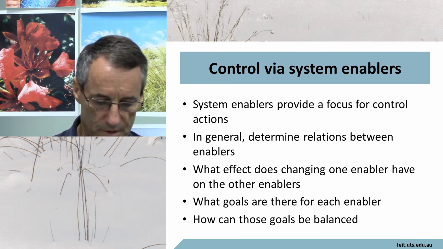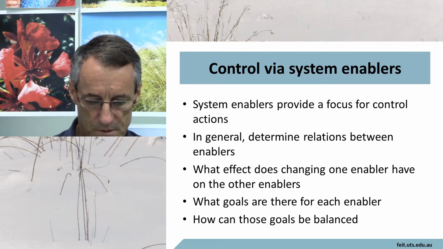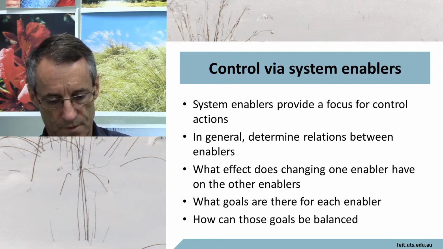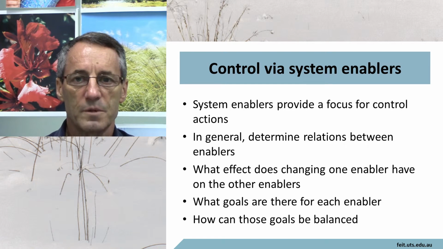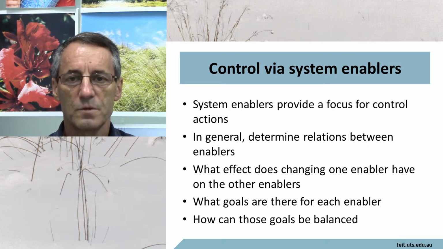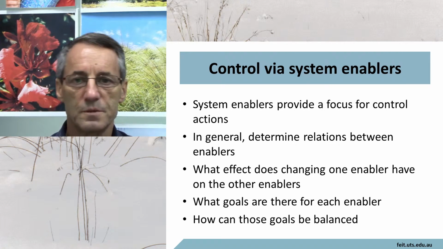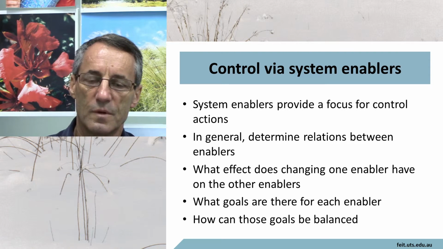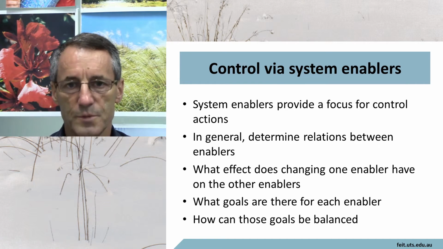Now, in software systems and in organization control, the systems enablers provide a focus for control. That is, you can look at how the system and the organization operates, and you can look at these enablers and determine that here is a place where you can have some influence. So you can for example improve the processes, and you improve the processes to serve the goals that they're supposed to improve.